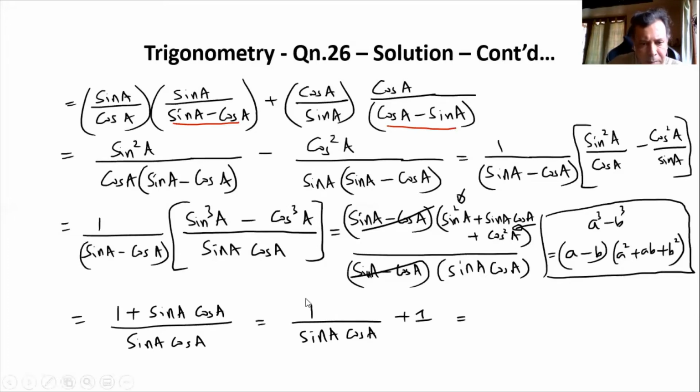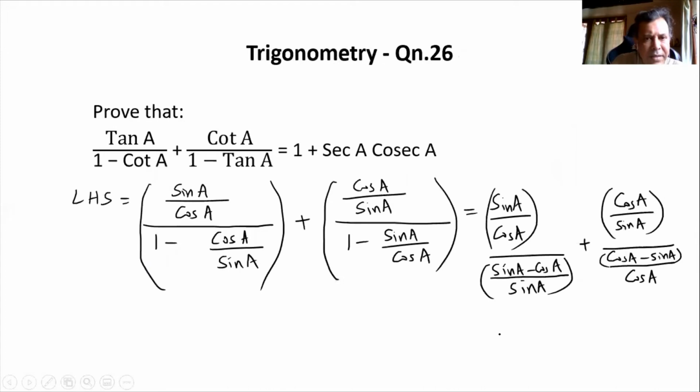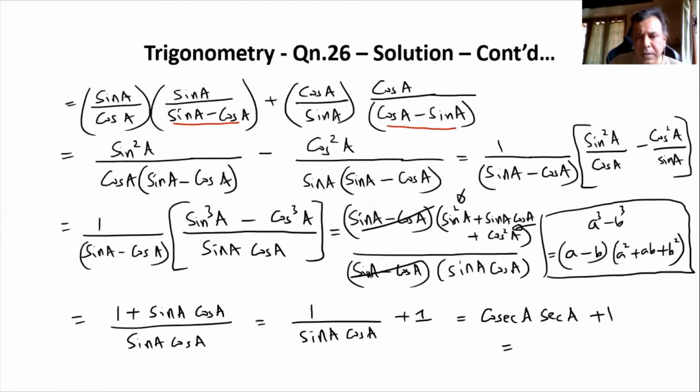Now what is this term? 1 by sine A, we know it is cosecant A. 1 by cos A, we know it is secant A, plus 1. I think this is our RHS. Yes, that is nothing but our RHS. Hence the proof.